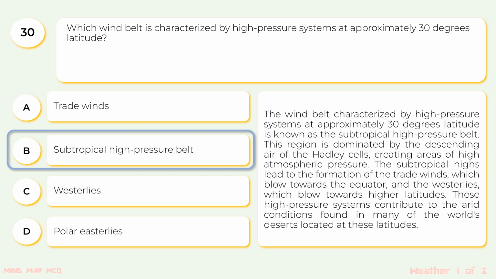the subtropical high pressure belt. This region is dominated by the descending air of the Hadley cells, creating areas of high atmospheric pressure. The subtropical highs lead to the formation of the trade winds, which blow towards the equator, and the westerlies, which blow towards higher latitudes. These high pressure systems contribute to the arid conditions found in many of the world's deserts located at these latitudes.